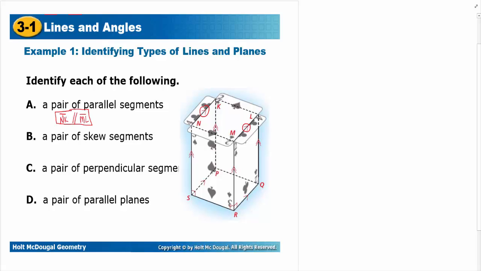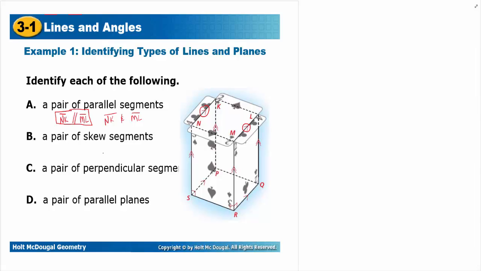Okay. Now, again, you could also just call this NK and segment ML. That's fine, because that's what I use on skew. But I want to show you sometimes, they have certain ways of labeling these things, and I want to make sure you are aware of them.